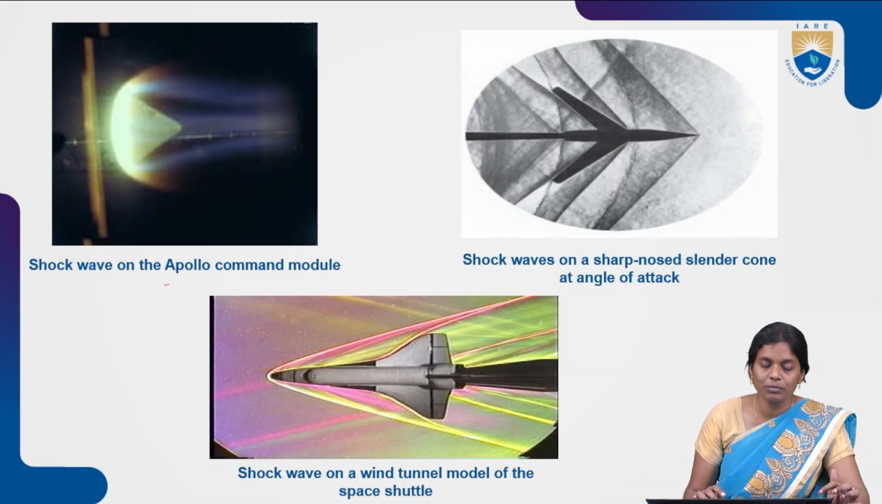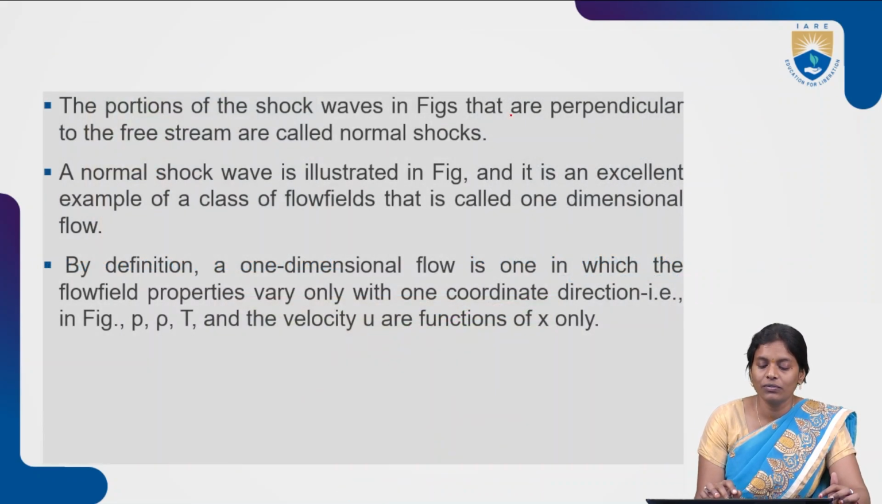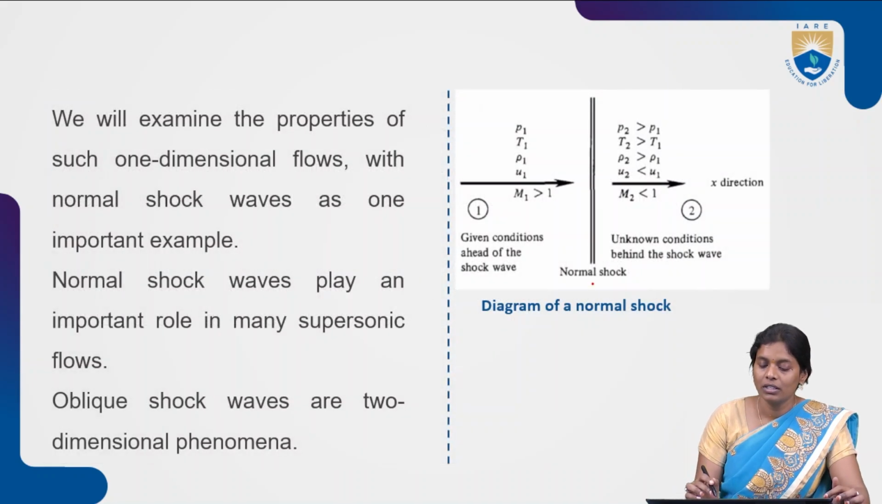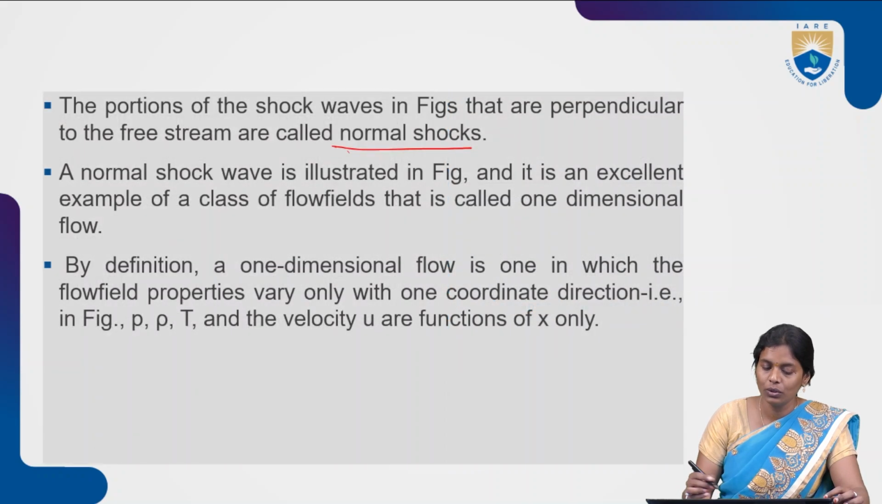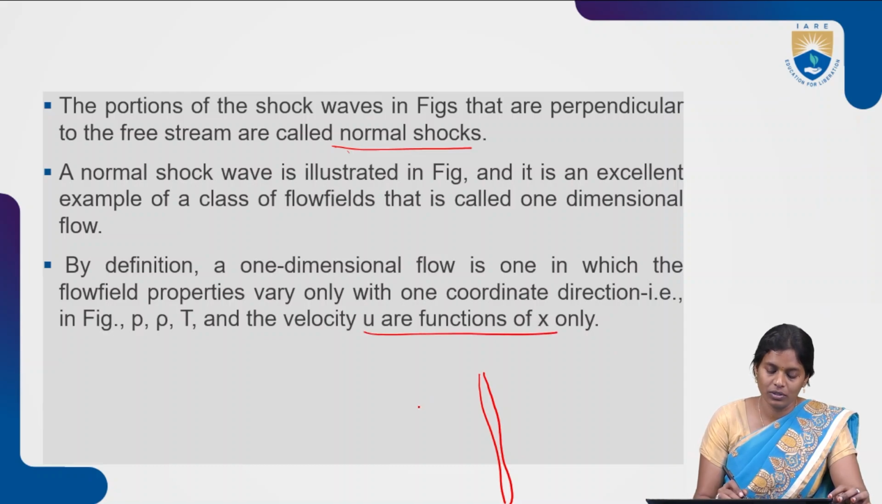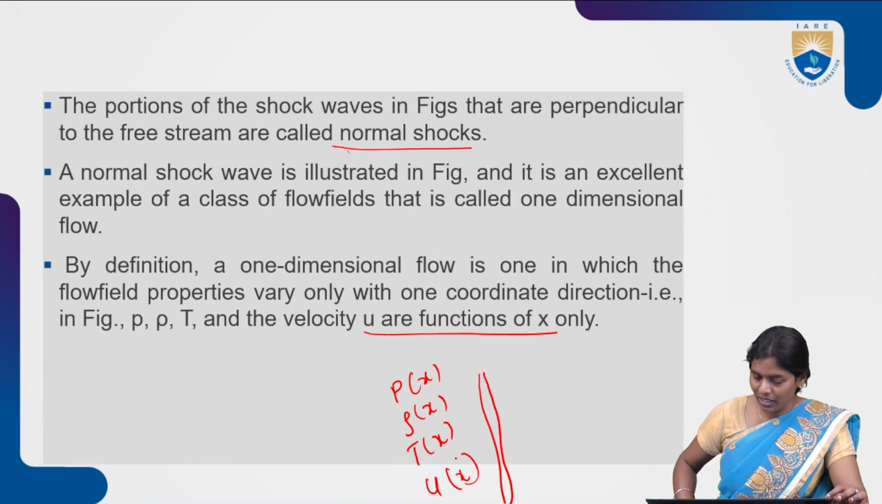The formation of the shock waves occurs because of the disturbance in the flow, right? The portion of the shock waves in the figure that is perpendicular to the free stream we call a normal shock wave. A normal shock wave is illustrated in this figure. For the normal shock wave, we take a class of flow field that is one-dimensional flow. By definition, in one-dimensional flow the flow properties vary in only one coordinate, that is, they are a function of x only. So p, rho, T and u are all functions of x itself, as we are considering one-dimensional flow, right?